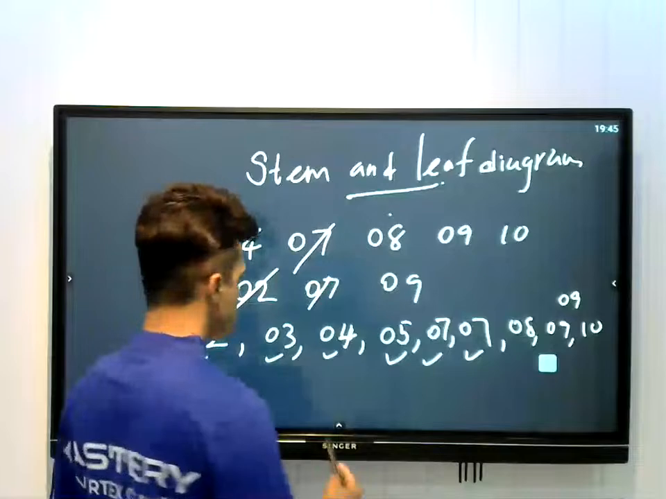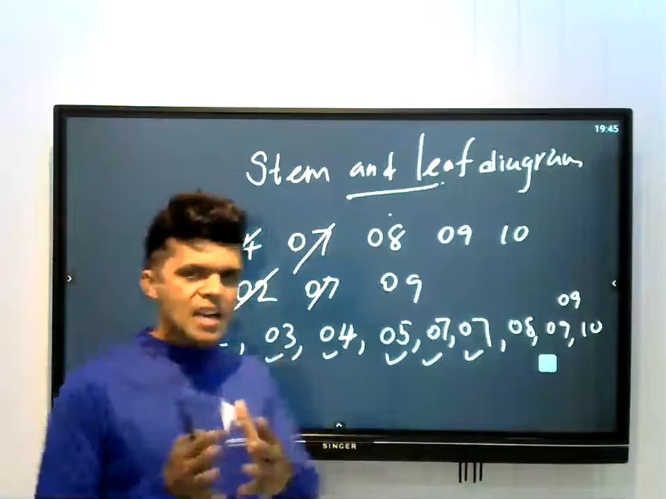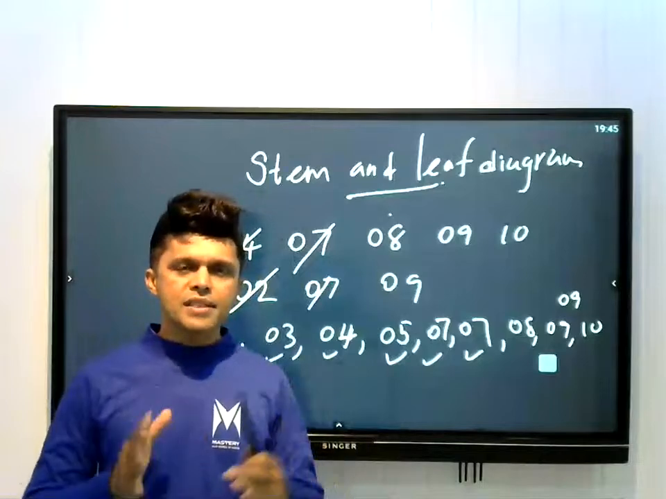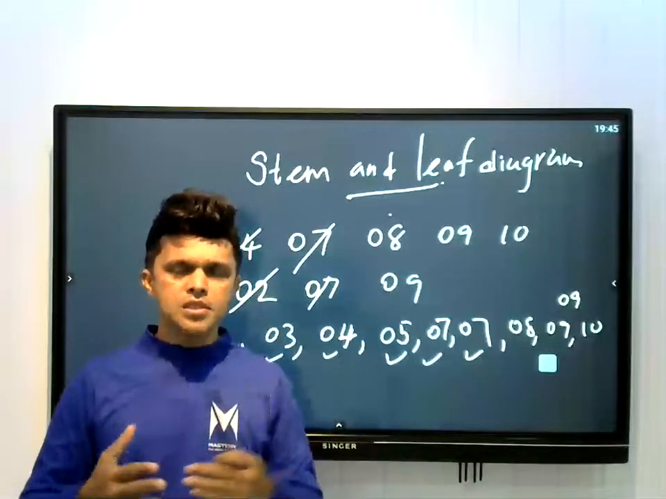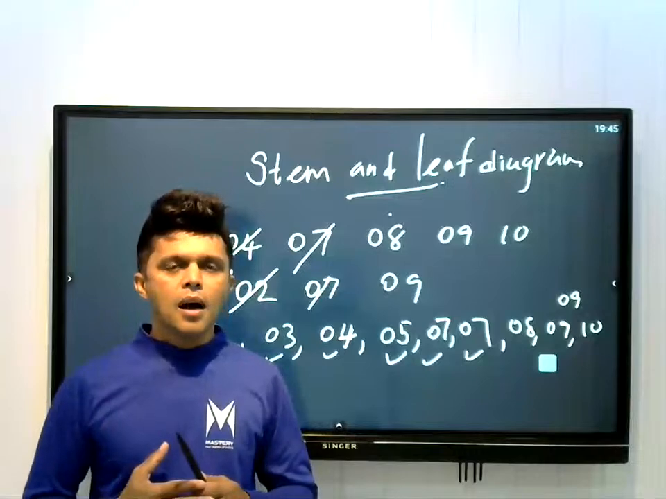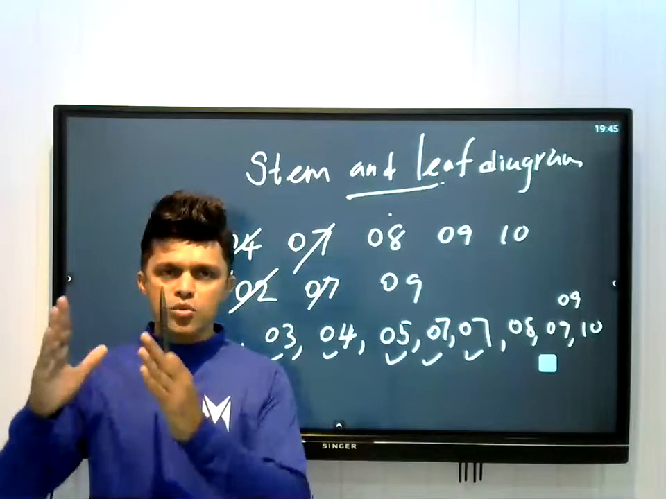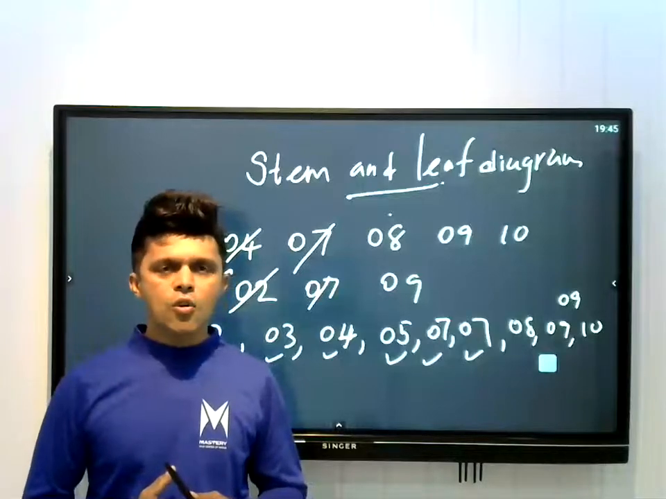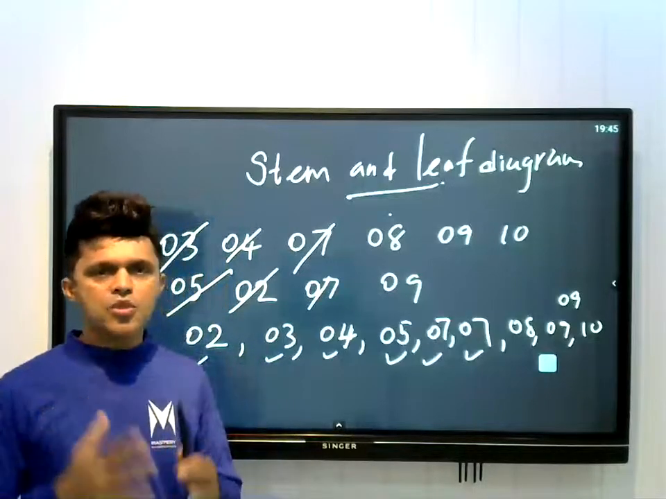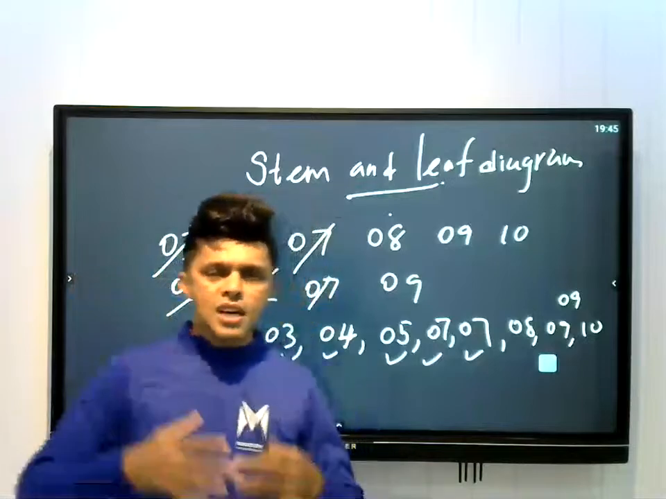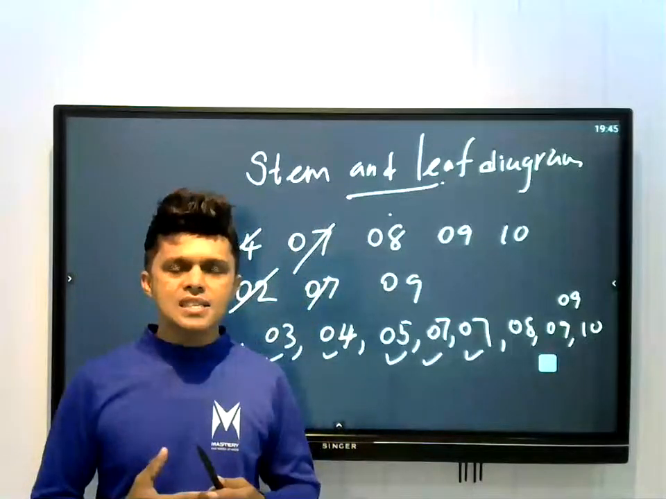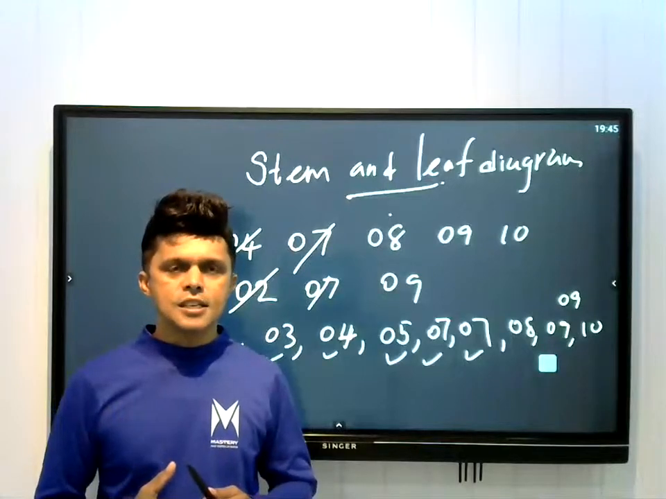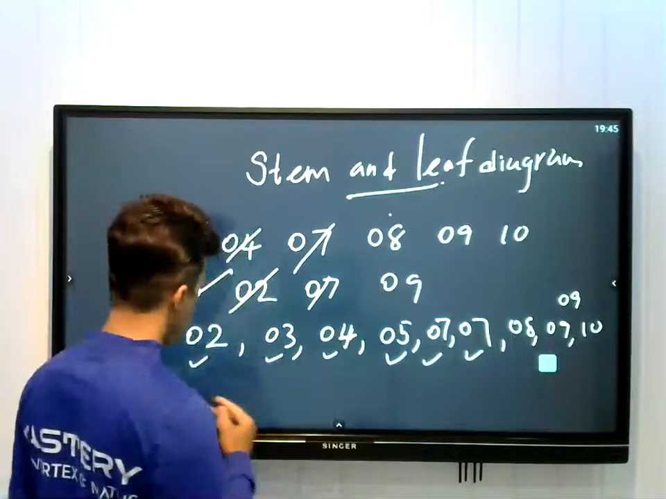So now we can enter this data in a stem and leaf diagram. Before entering this data, you need to write this data in ascending order. Writing this data in ascending order is not essential, but when you write it in ascending order, it's easy to get the stem and leaf diagram.